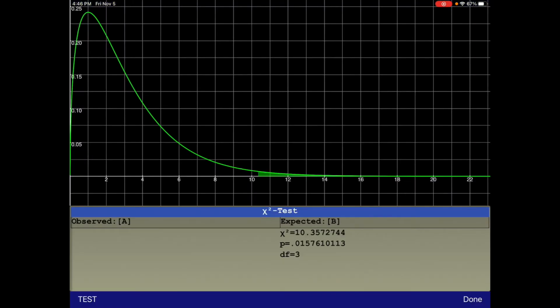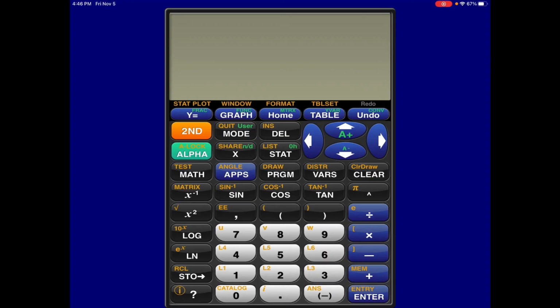And our observed matrix is matrix A, our expected matrix is matrix B, and that's where it's sending those values. And you'll notice we have a chi-squared and a P value. But what I'm interested in for this problem is matrix B, which is those expected counts. And so in order to see those, I need to go back into my matrix mode.